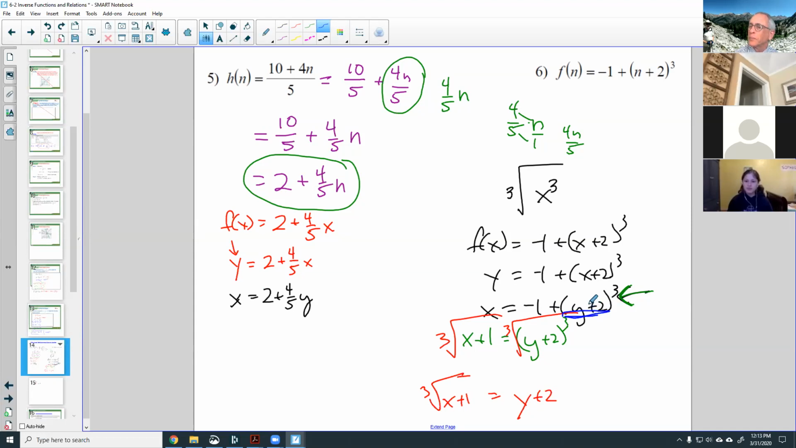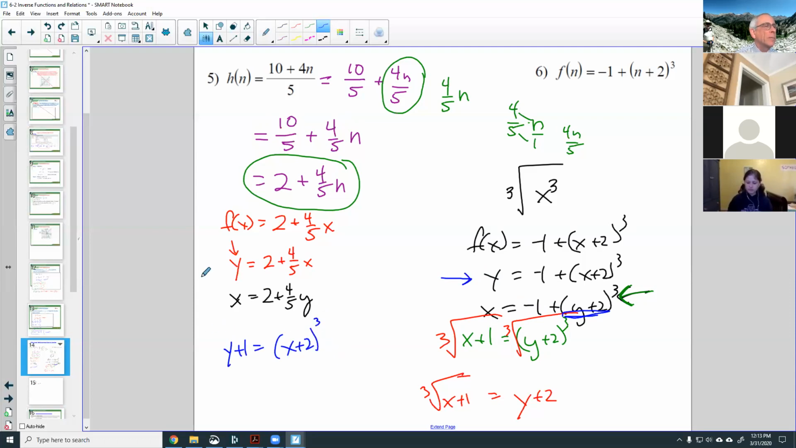Then take the cube root. Am I making sense? So it would be x plus 1 equals y plus 2 cubed. If we got to here where we switched the x's and the y's, then I'm adding 1 to both sides.